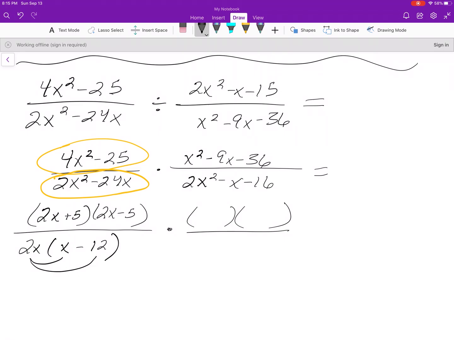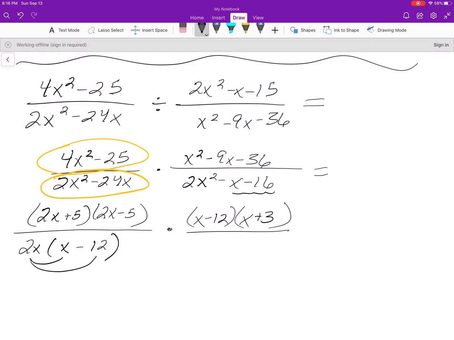Okay, second fraction. Looks like a factorable trinomial to me. Let's see. I need 2 numbers that multiply to give me negative 36 and add to give me negative 9. 6 and 6, 9 and 4. Oh, I got it. 12 and 3. Minus 12 plus 3. Took me a few products to figure out the right one.